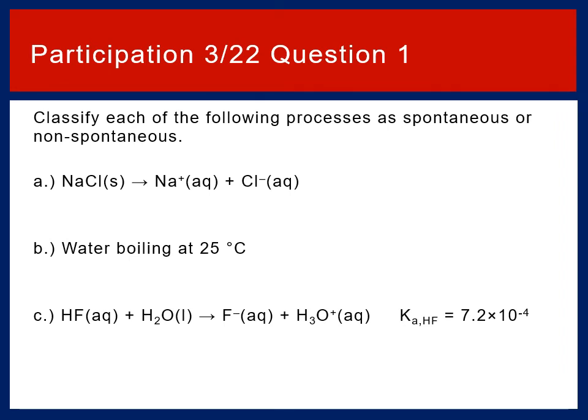Participation 322, question 1. Classify each of the following processes as spontaneous or non-spontaneous. So I've got three processes. I want to know for each of them, is it spontaneous or non-spontaneous? First, NaCl solid dissolving to become Na+ aqueous and Cl- aqueous, so the dissolving salt. B, water boiling at 25 degrees Celsius. And C, HF reacting with water to make fluoride and H3O+. That's a Ka reaction for HF, and the value for Ka is 7.2 times 10 to the negative 4th.